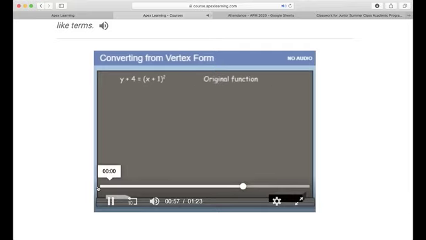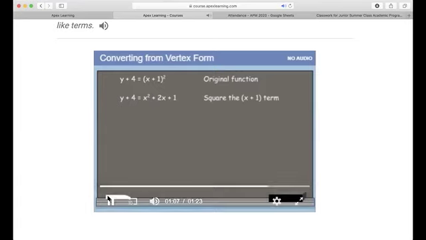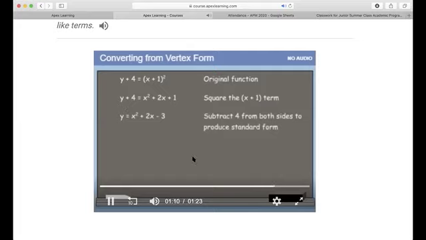So if we have our original function here, we're going to try to get to our standard form first. So we're going to multiply everything out. Square the term: you're going to have x plus 1 multiplied by x plus 1. You FOIL that out, and you end up getting the following equation. You're going to bring that 4 to the other side. If we pause for a second, that is our standard form right there: ax squared plus bx plus c.